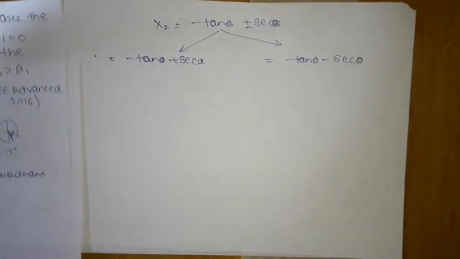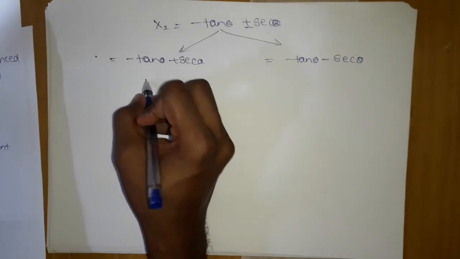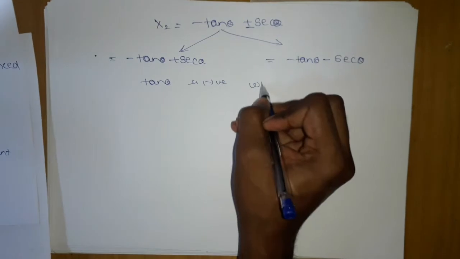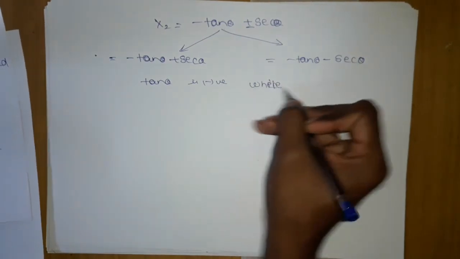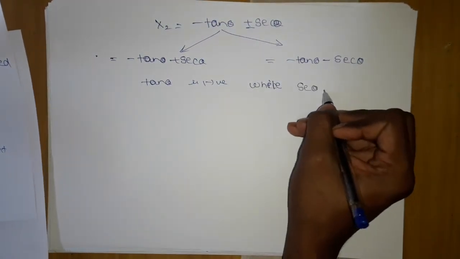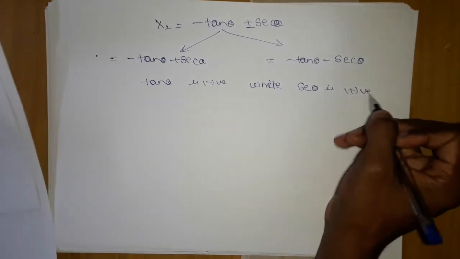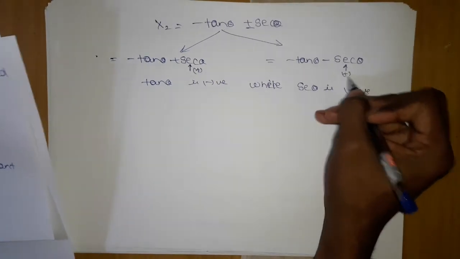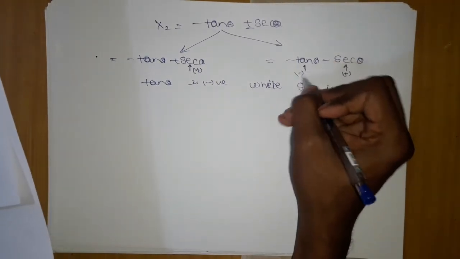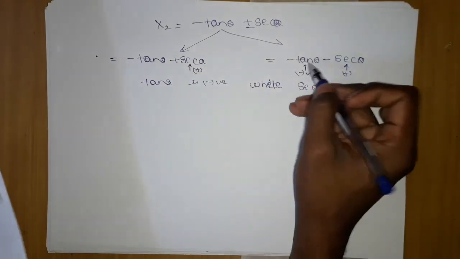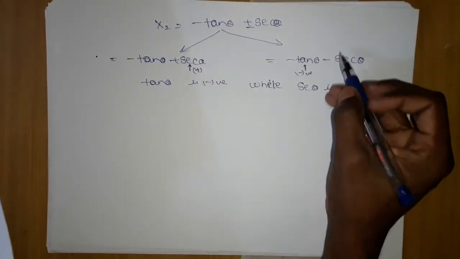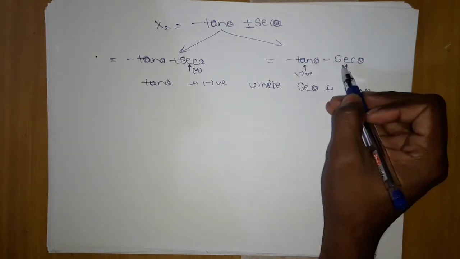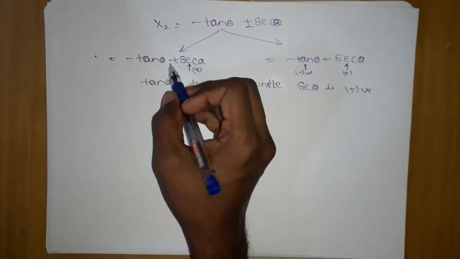Now what do we know? Theta is in the fourth quadrant, tan theta is negative, while sec theta is positive. So we got this information. In the first form, minus tan theta is positive and sec theta is positive, so both are positive. In the second, minus tan theta is positive and sec theta is negative. Now what will decide the thing? Positive minus positive will be less, while positive plus positive will be more.